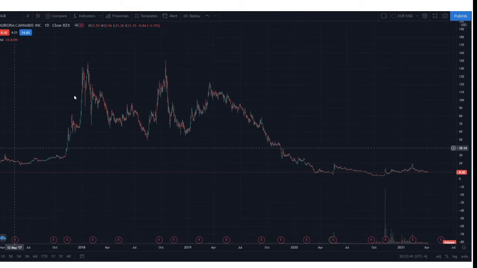And then here's a third company. I put two very successful ones, so I want to put one that's not doing so hot right now. This is Aurora Cannabis. So it had really nice highs, and now it's kind of been in a slump, and now it's trading around $8.42.